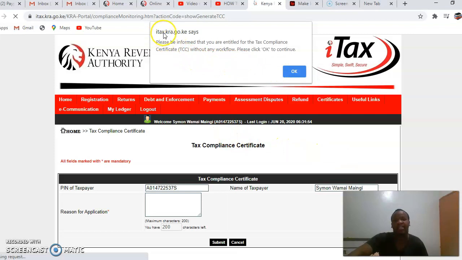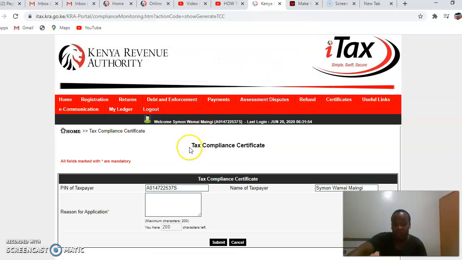Then it tells us, itax.kra.go.ke says: please be informed that you are entitled to a tax compliance certificate without any workflow. Please click OK to continue. So this is where we have to generate our tax compliance certificate, since we have already filed our KRA nil returns.